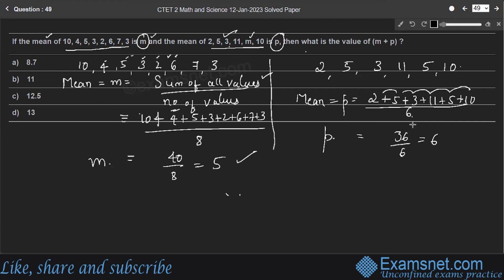The value of M is 5. Therefore, M plus P is 5 plus 6, which is 11. Therefore, option B is the right answer.